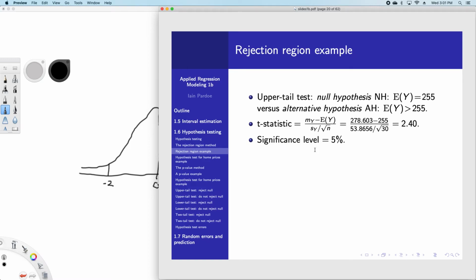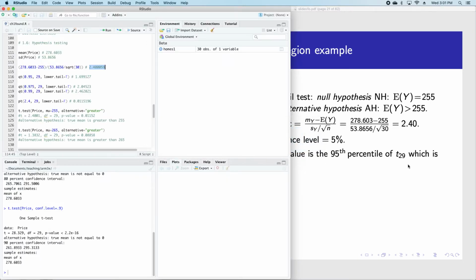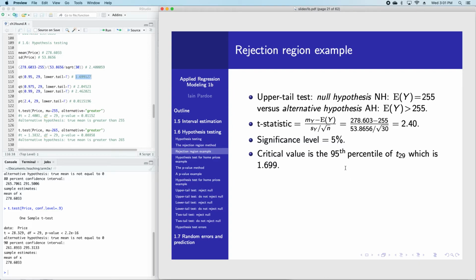The next step is to set the significance level, which we're going to set at 5%, which is a very typical value. And then the critical value for an upper tail test, when we're using a significance level of 5%, will be the 95th percentile of a t-distribution with 29 degrees of freedom. We can consult a t-table to find that out, or we can use software. So the qt function in R tells us that the 95th percentile is 1.699 to 3 decimal places.